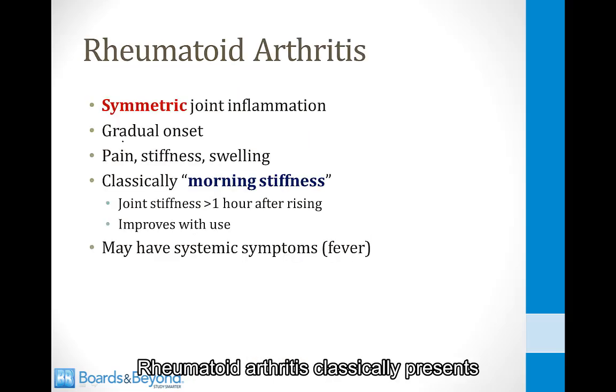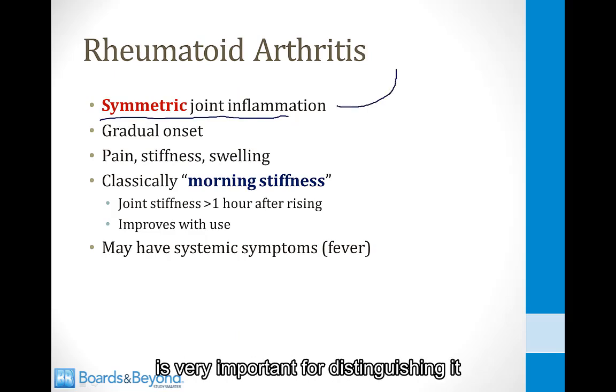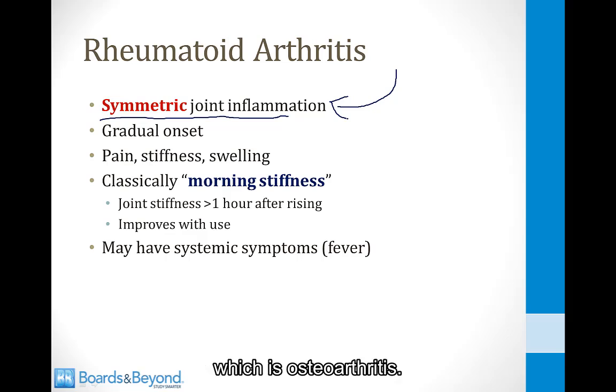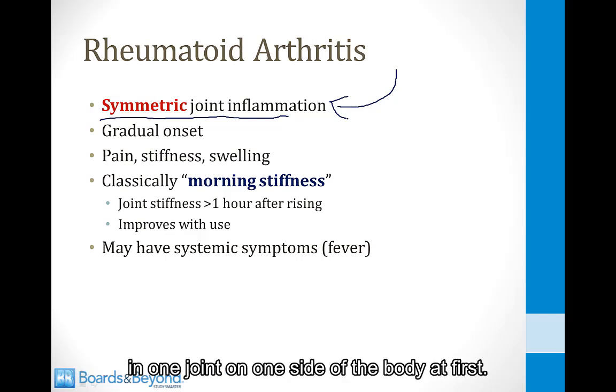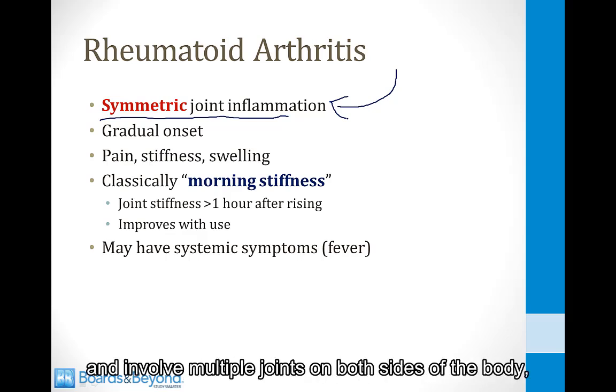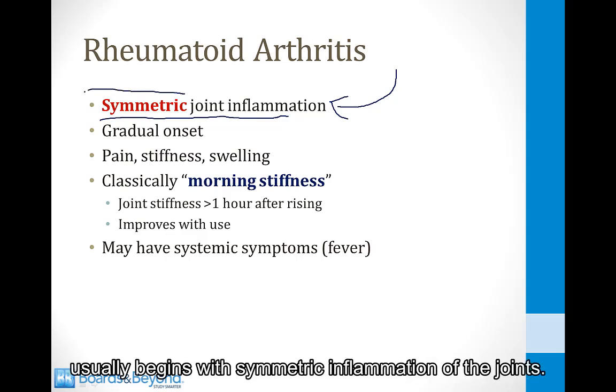Rheumatoid arthritis classically presents with symmetric joint inflammation, and the fact that it's symmetric is very important for distinguishing it from the more common type of arthritis, which is osteoarthritis. Patients with osteoarthritis typically develop symptoms in one joint on one side of the body at first. Later, the disease can progress and involve multiple joints on both sides of the body, but that's usually not the way it starts out. On the other hand, rheumatoid arthritis, because it's an autoimmune condition, usually begins with symmetric inflammation of the joints.